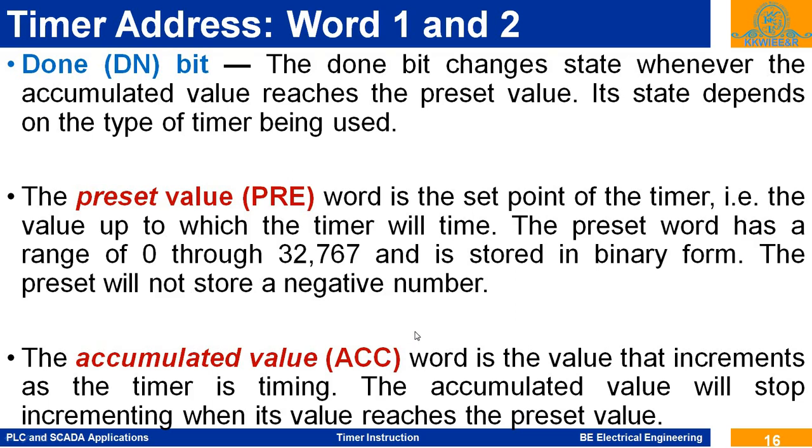Okay, in case of an off delay timer, when the timer instruction is off, in that case this accumulator starts incrementing, and when this accumulated value is equal to the preset value, then it will stop incrementing. Okay, so this is the internal register for the timer. The user cannot change the value of this accumulator. The user can enter the value in the preset word 1.